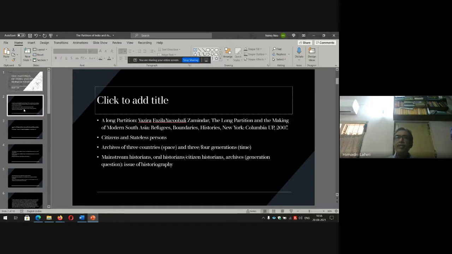So mainstream historians and mainstream writers, Khushwant Singh, for example, did not take help of such archives because he belonged to a different generation. He had direct experience of partition. But Ghosh doesn't have direct experience of the partition. So the methods become different, the methodology becomes different. So historiography from that point of view is a very significant idea and concept that you must mull over.